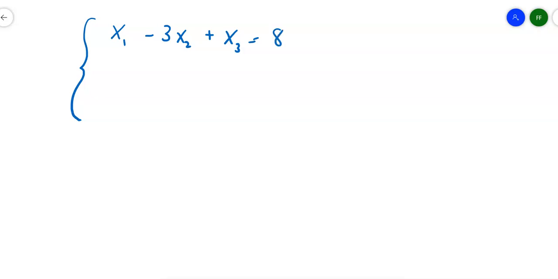So let's say I've got this equation, x sub 1 minus 3x sub 2 plus x sub 3 equals 8. Then I'll add a couple of more. I'll add an x sub 2 plus 3x sub 3 equals 5. And then I've got x sub 3 equals 2. All right. There's a name for this form. We call this row echelon form.